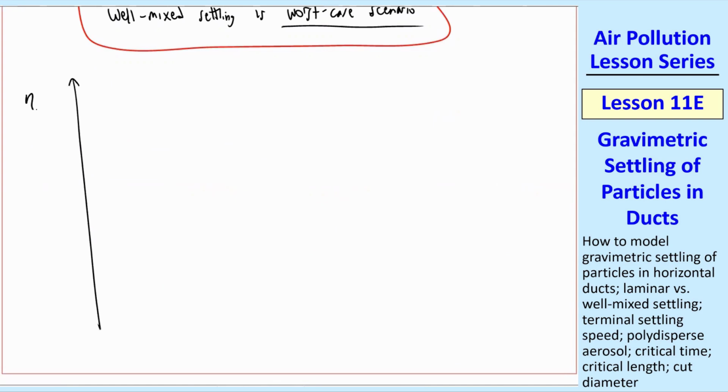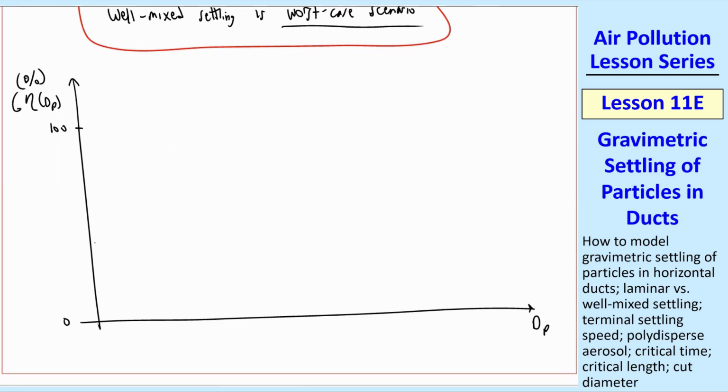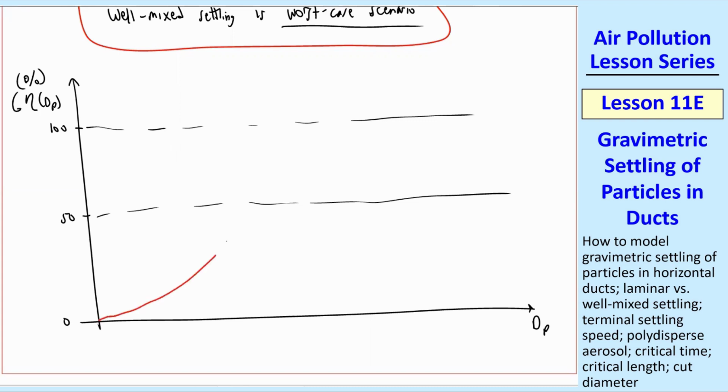We can also plot eta of dP, the grade efficiency, as a function of dP. And this will be very similar to what we had for the settling in a box or a container. We typically do eta as a percent, so we go from 0 to 100. Here's 50. It turns out that laminar settling will look something like this. It won't be linear because VT is not linear with diameter.